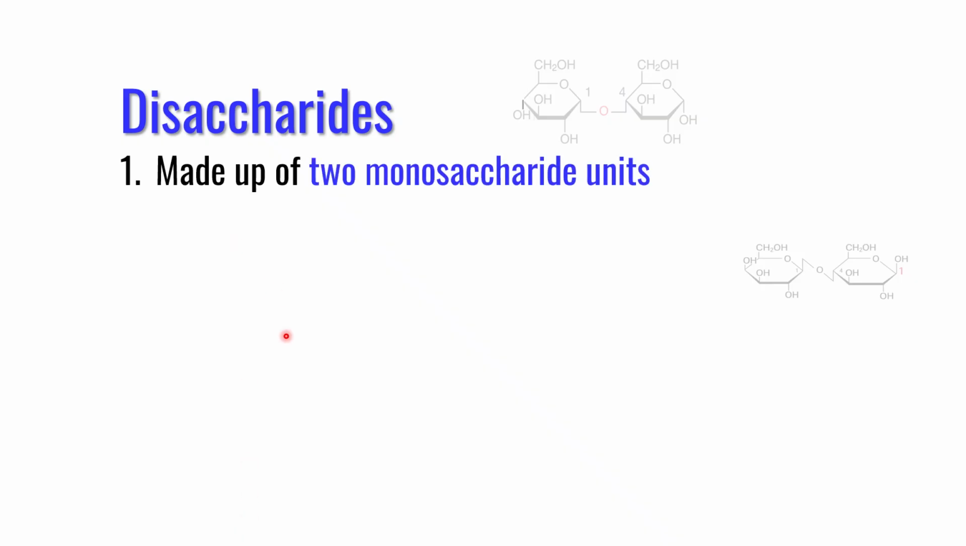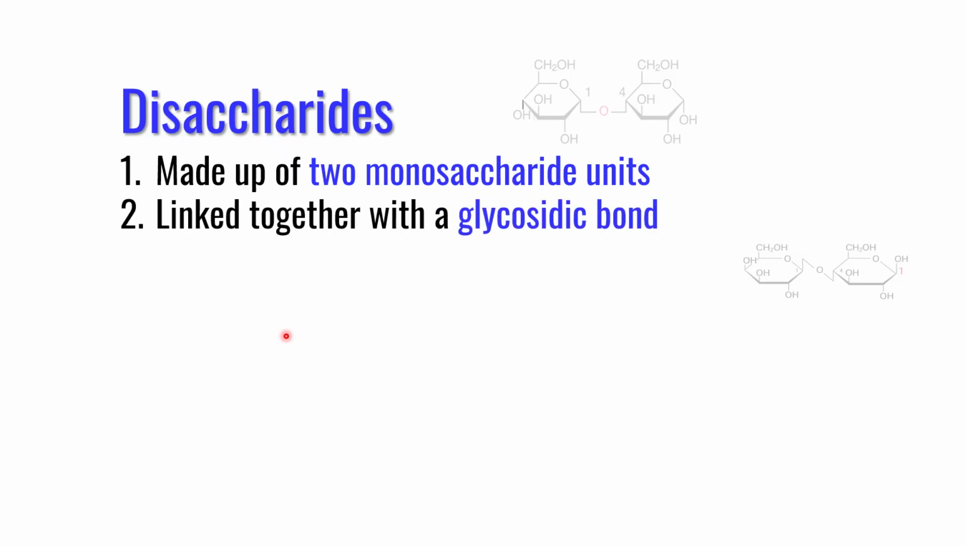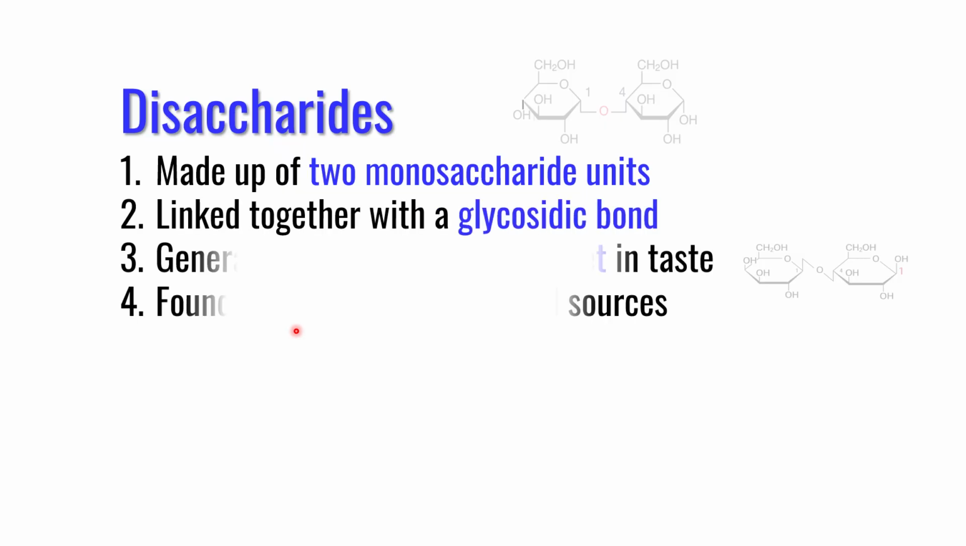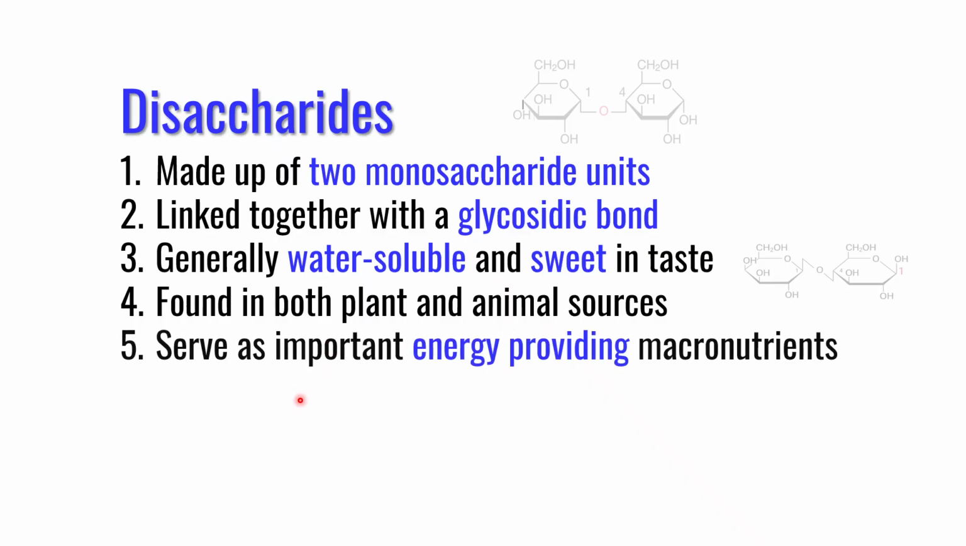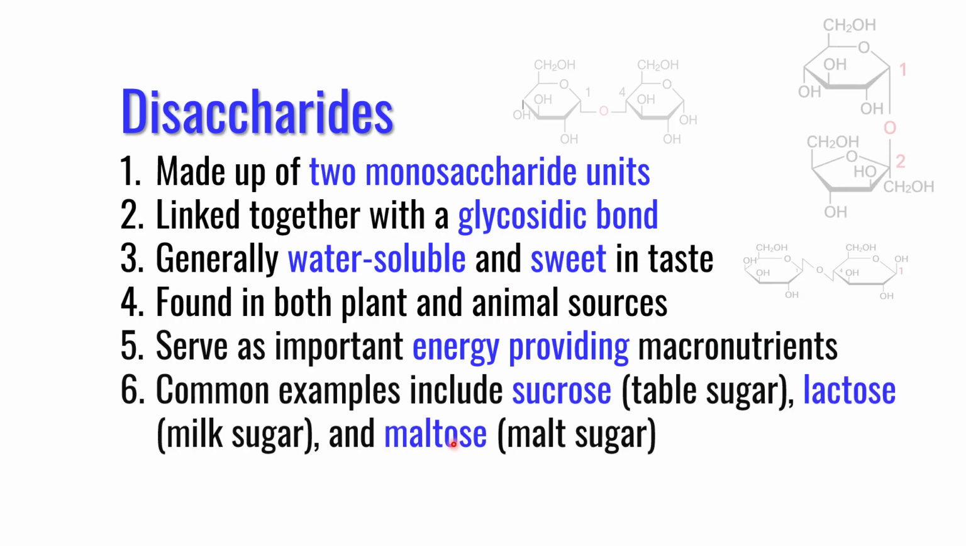Let me present an overview of disaccharides. As the name indicates, they are made up of two monosaccharide units. These units are connected with a type of bond known as glycosidic bond. Generally, they are sweet in taste and water soluble. That is why they are called saccharides. They are found in both plant and animal sources. They serve as an important energy providing macronutrient. The common examples include sucrose or table sugar, lactose or milk sugar, maltose or malt sugar.